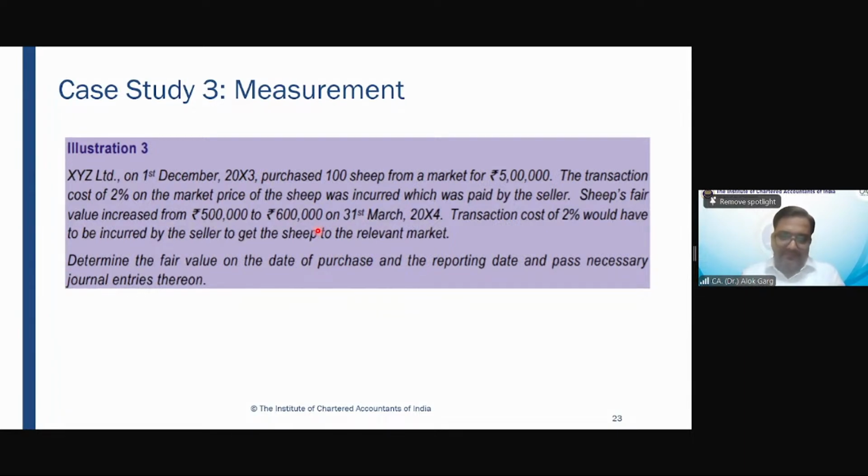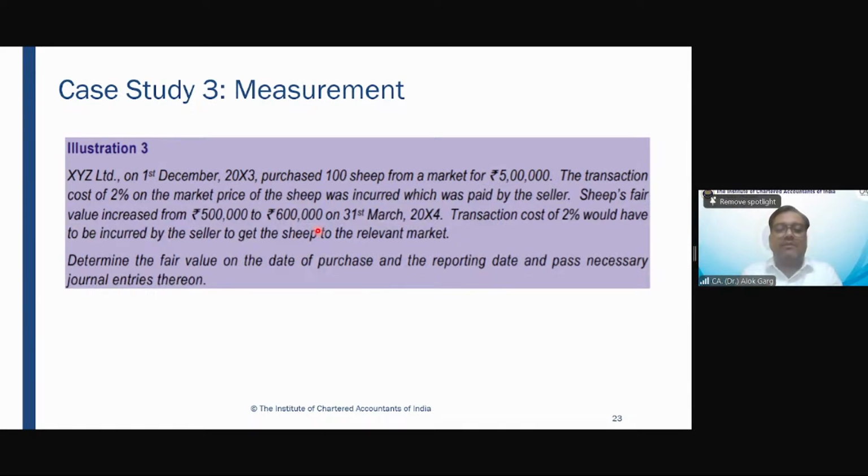Biological asset account debit to other income, or gain and loss. Yes, to other income. But what is the value? Initial recognition was at 4 lakh 90,000. The market value has become 6 lakh. So after 2% reduction, we will take 5,88,000.